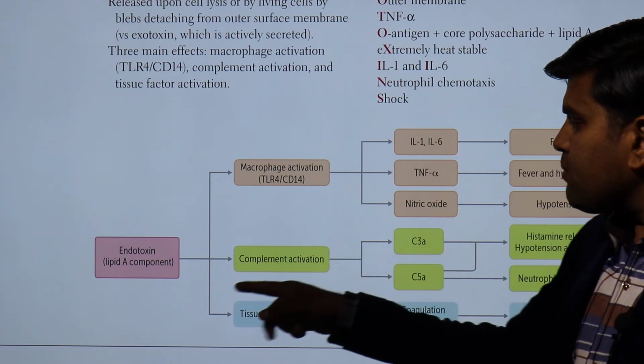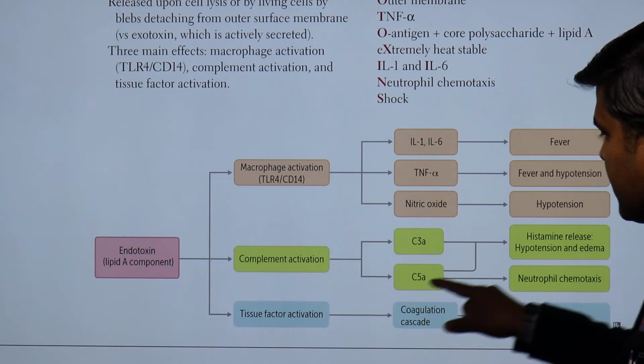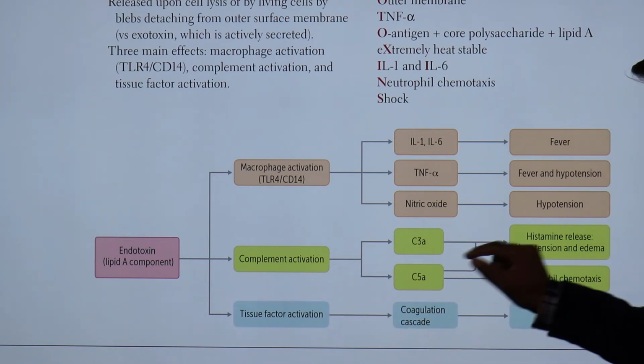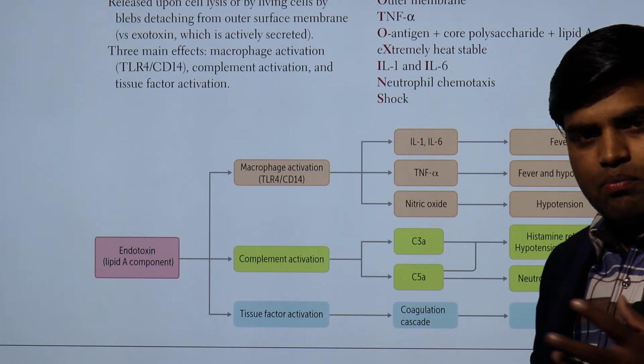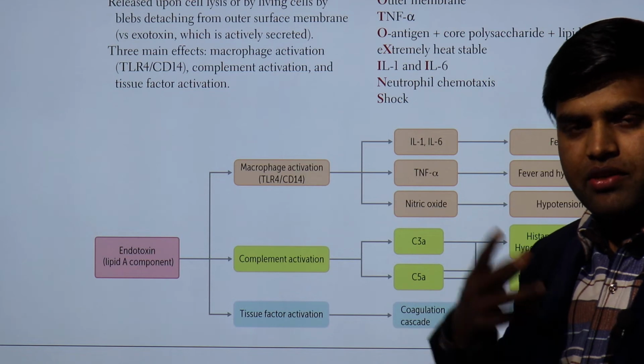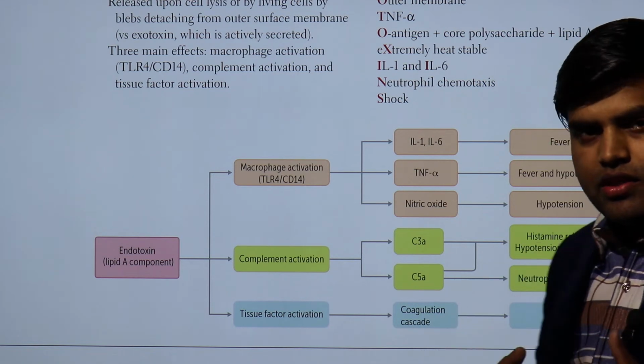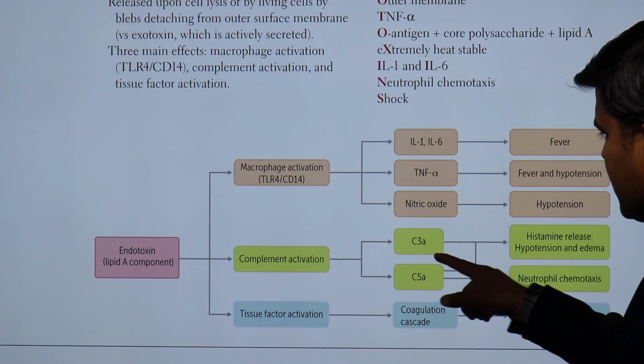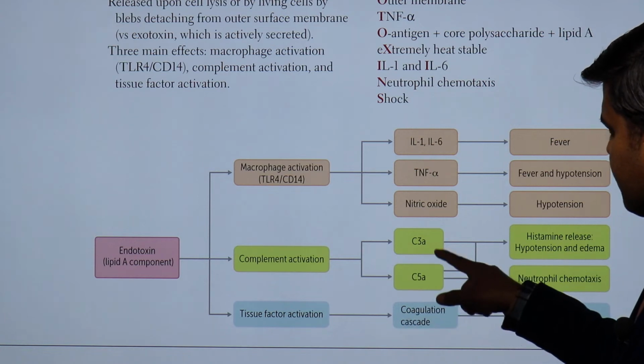There is another mechanism that activates the complement pathway, by which there is the activation of C3a and C5a. These are the intermediate products of your complement pathway. We'll talk about the complement pathway in detail when we discuss the immunology chapter. So in this complement pathway activation, you can see C3a and C5a.